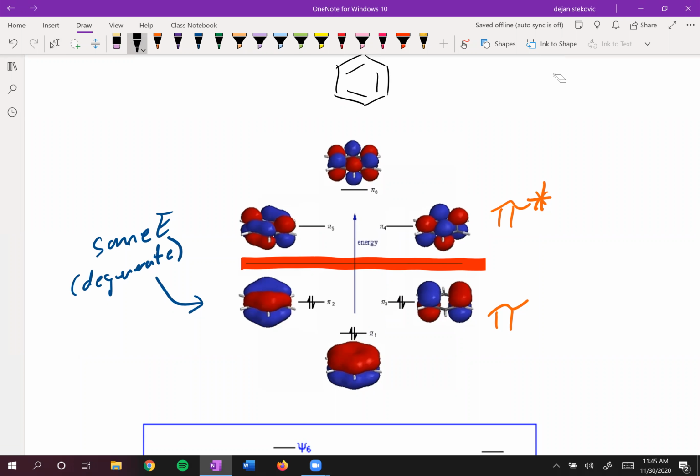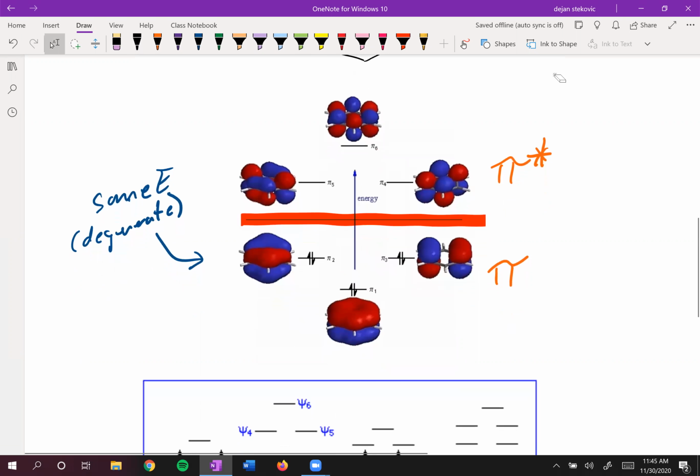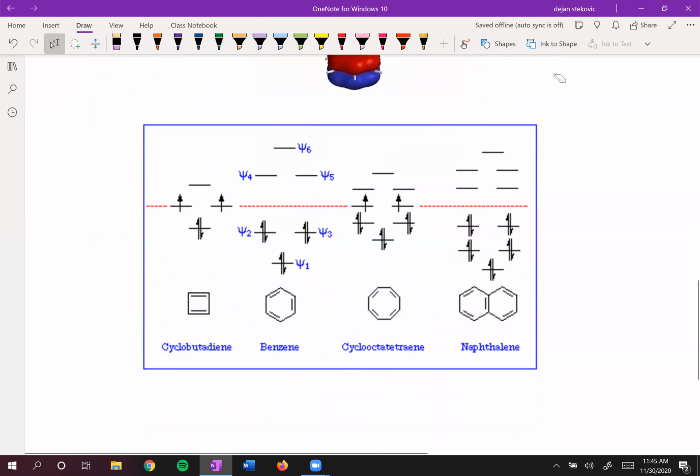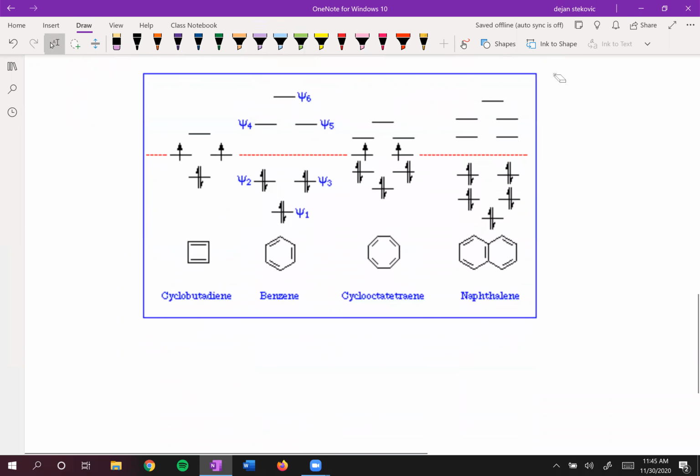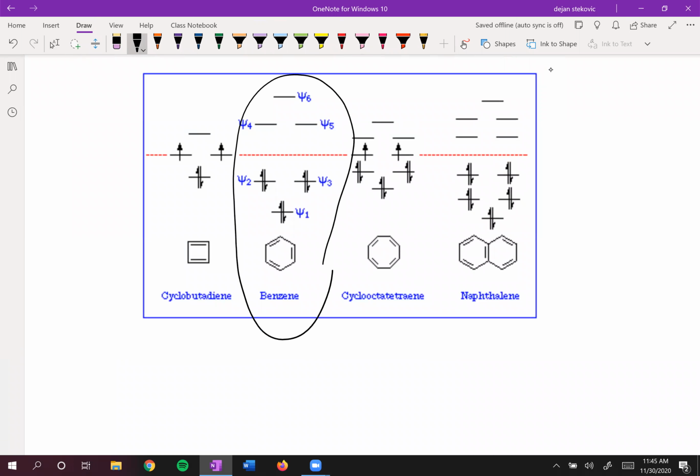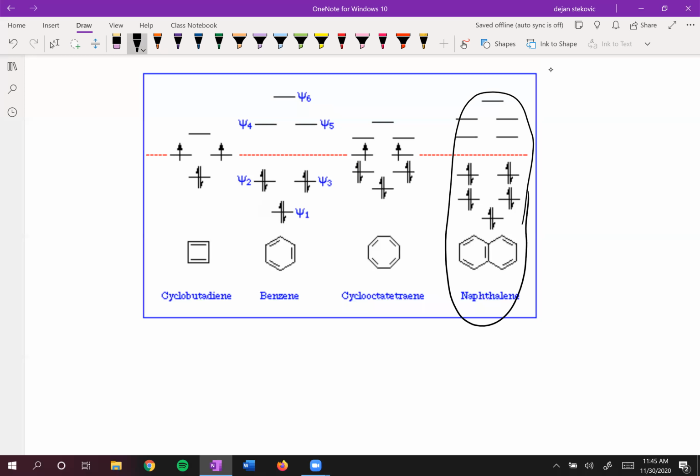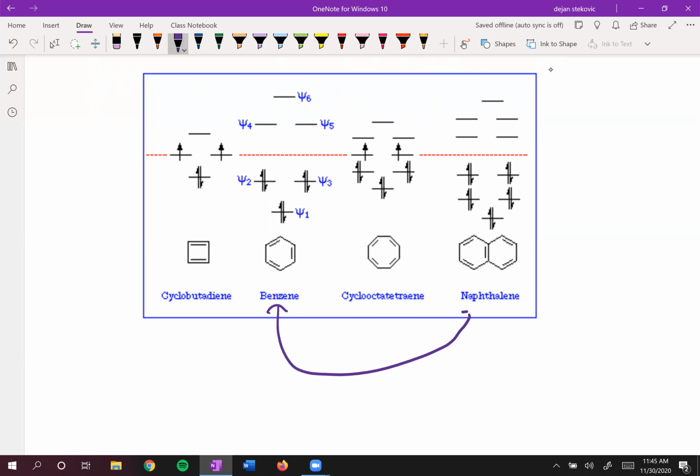All cyclic conjugated systems will have similar looking orbitals. However, they won't all have the same number of electrons. Here we see the same benzene structure with its 6 electrons, and then we also take a look at naphthalene. It has a very similar setup where all the electrons are in the bonding orbitals, and so benzene and naphthalene here are aromatic.